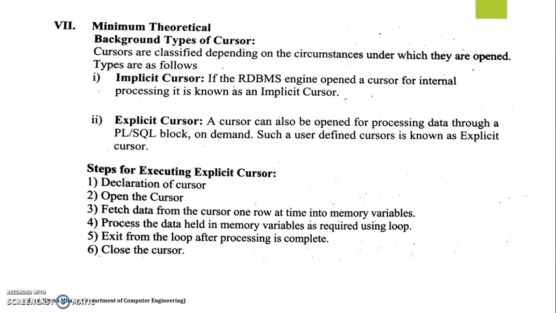Steps for executing the explicit cursor are: declaring the cursor, opening the cursor, fetching the data from the cursor one row at a time into the memory variable, and then processing the data held in the memory variable as required using the loops, and then exit the loop after processing is complete. After that, close the cursor.